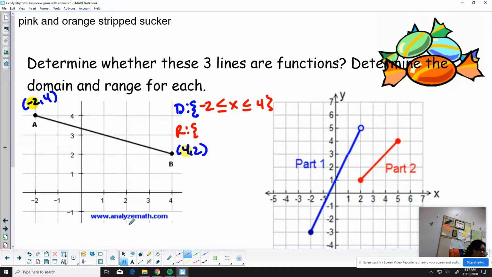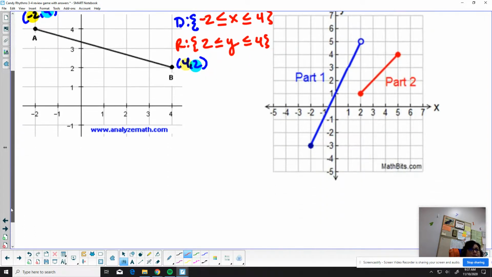Okay, so if I do the range, I use the y numbers. So I use these numbers back here. So that would be between 2 and 4 again. This time I use a y because it's range. And again, they're both closed, so it's less than or equal, less than or equal. You try the ones on the right-hand side if you haven't already tried them.